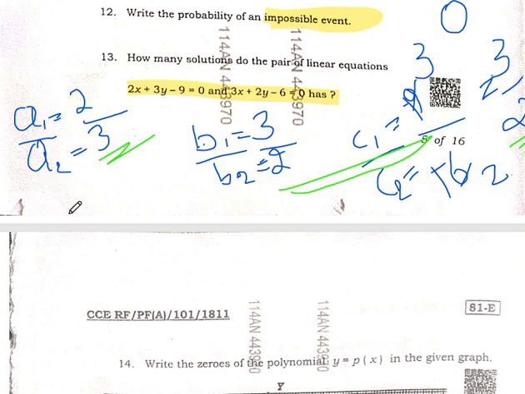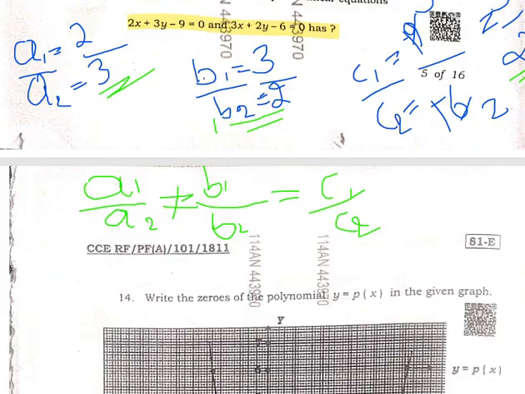You have to write the condition. Therefore, by observing these values, A1 by A2 is not equal to B1 by B2, which is equal to C1 by C2. That means these two equations will intersect at one point. That means it has a unique solution, only one solution.